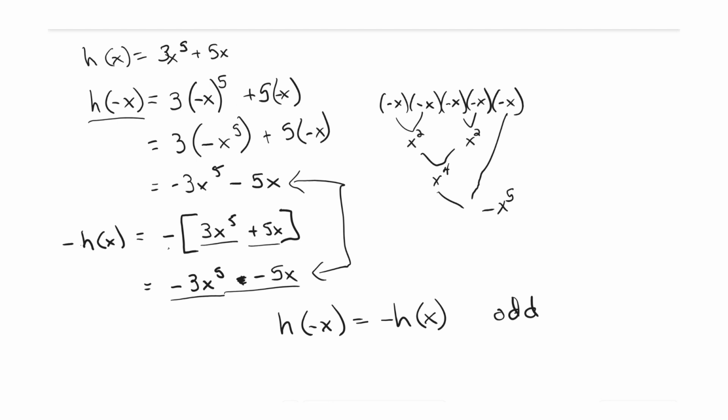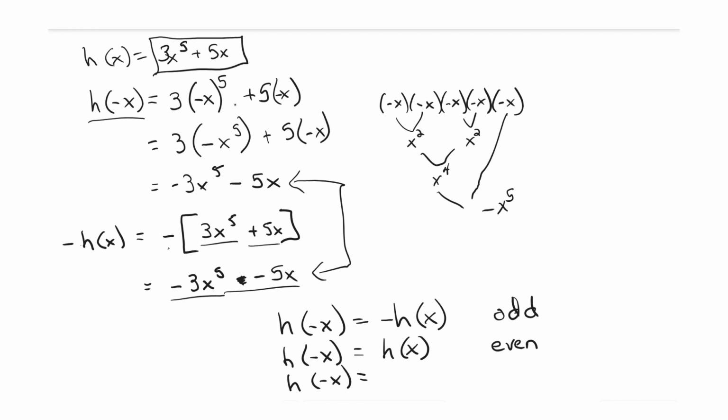If instead we had plugged in a negative x and it had left the original function exactly as it had started, we ended up back with the same 3x to the 5th plus 5x, even though we had plugged in a negative x, that would have made the function even. And if we had plugged in a negative x and got something that was neither a negative of the original function nor the original function itself, then we would have ended up with a function that was neither even nor odd.